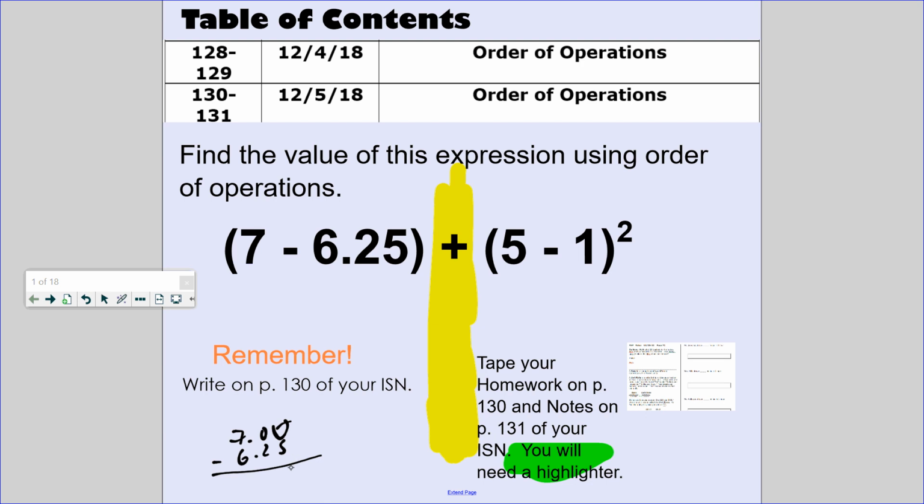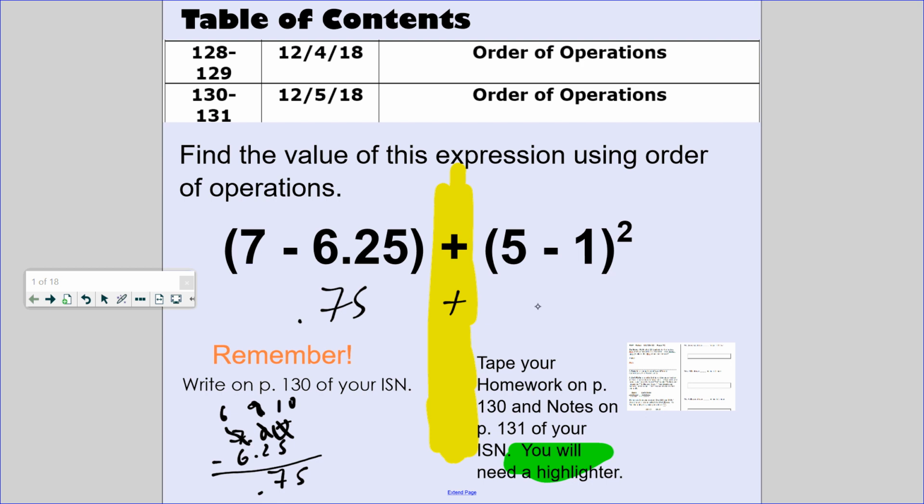Can I take away 5 from 0? No, I have to regroup. This becomes a 6. This becomes a 9. This becomes a 10. 10 minus 5 is 5. 9 minus 2 is 7. So it's 7 and 50 hundredths. Plus, what is 5 minus 1?